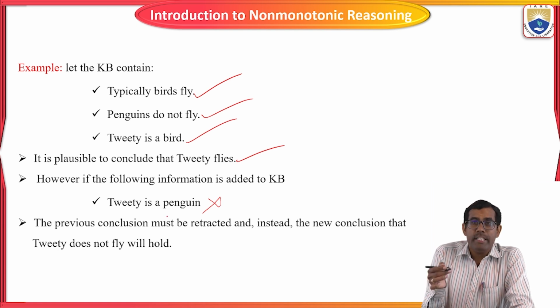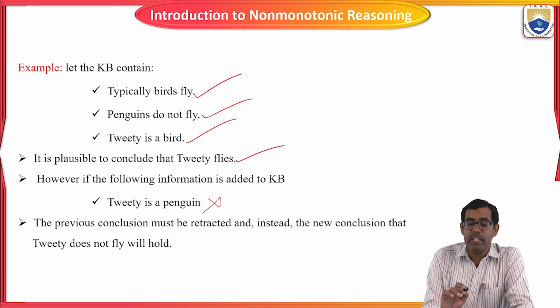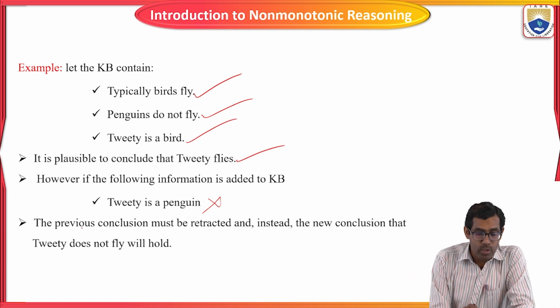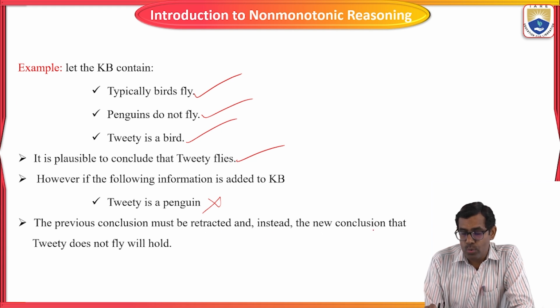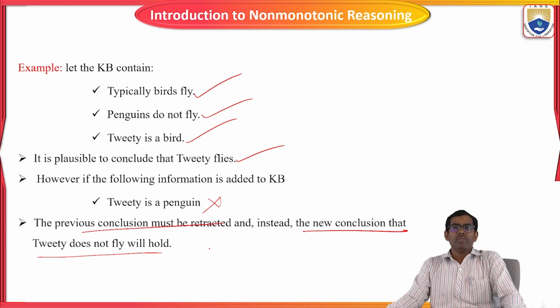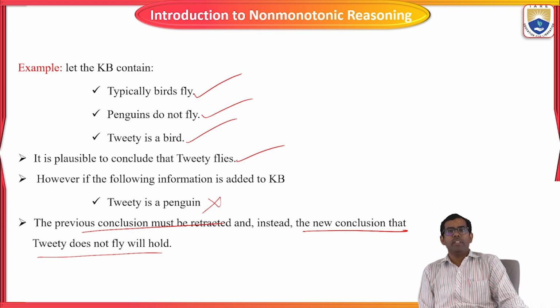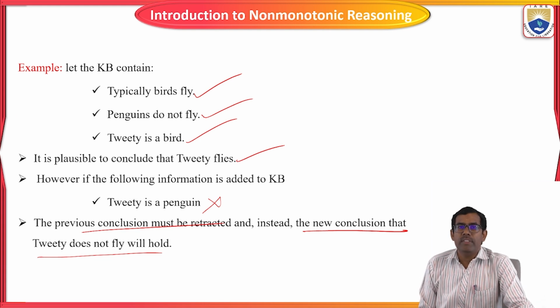Okay, so in this way, sometimes the predicted output or predicted function goes in a wrong direction in non-monotonic reasoning. The previous conclusion must be retracted, and the new conclusion, Tweety does not fly, will hold. So this is the best example to explain non-monotonic reasoning in artificial intelligence.